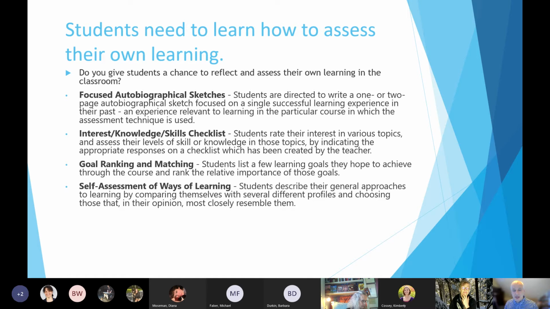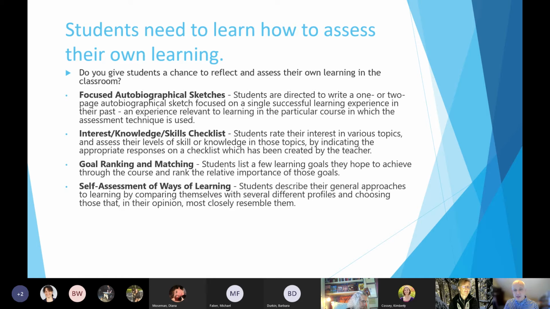So doing an autobiographical sketch I've found is a good way for me to get to know them. But I want to do better about having them situate the class that they're taking with me into their overall learning in college, which I haven't done in the past. I think I'm going to add that in this year, actually. Then you can do things like interest, skills, and checklists where they say, yes, these are things that I'm interested in. So they can show that to you, but also start to think about it themselves. They can do goal ranking, where they list a few of their own goals, rank their relative importance, and share those with you. Again, that helps you understand who they are as a learner, but also helps them situate what the most important things are for them.